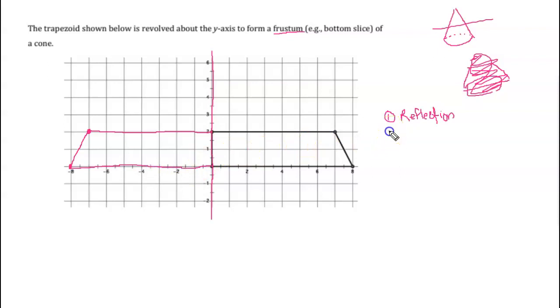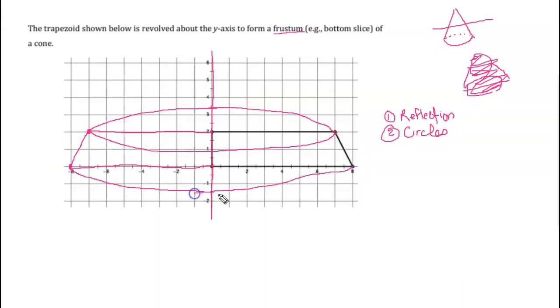Now we also mentioned that the second thing we want to do is find where it's spinning so that we can put in our circles. So there's going to be a circle that goes all the way around, like so. So I've got a circle on the top, and then I have a circle on the bottom that goes all the way around.